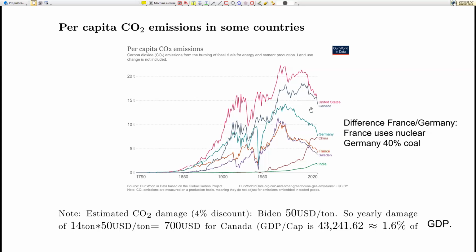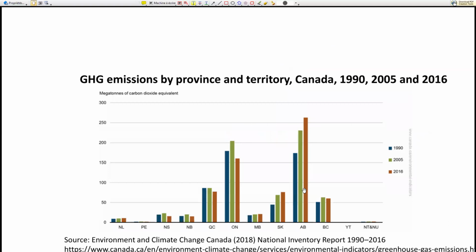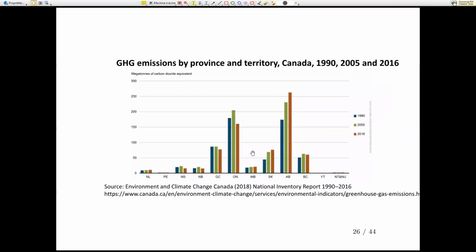Yeah, so my question was why is Canada doing so bad? And yes, it's Alberta. So that's emissions per province, and you see Quebec is there. So this is total emissions, and you see that it's been actually going down since 1990, 2005, 2016. 2016 was a bit lower. In my opinion, 2021 would be even lower because of the slowdown in economic activity.